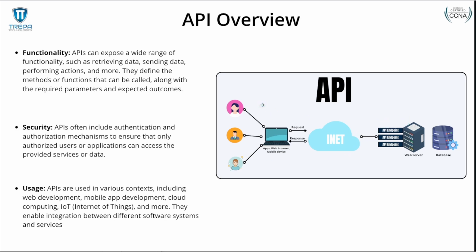Functionality. APIs can expose a wide range of functionality, such as retrieving data, sending data, performing actions, and more. They also provide security. So typically, if it's not a totally public API, if you're actually going to be interacting with the database, they're going to require some form of authentication and authorization, like OAuth. And then APIs are used in all sorts of contexts: web development, mobile app development, cloud computing, Internet of Things. APIs are used everywhere. If you use single sign-on to log into the Trepa Tech site using Google, guess what? That's an API call. We had to set up APIs to use the authentication and authorization services of Google.